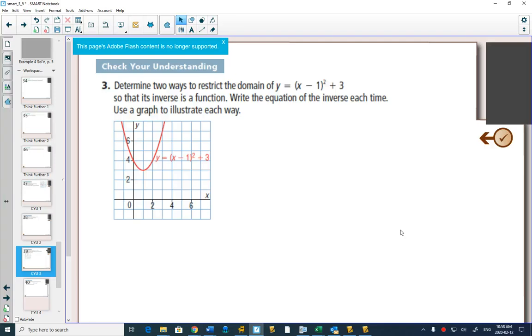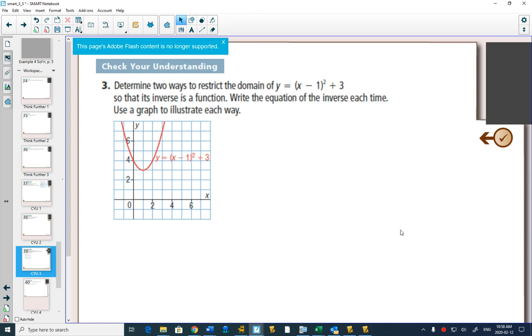A little review to begin with. We're thinking about inverses. What have we learned about inverses so far? They're reflection over the line y equals x. All the x's and the y's change. They change on points on the graph. They change in the equation if you're switching the equations around.